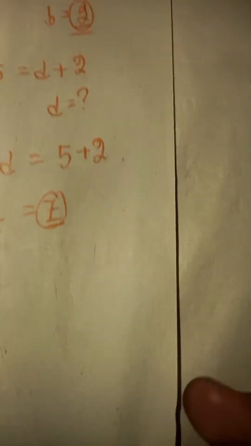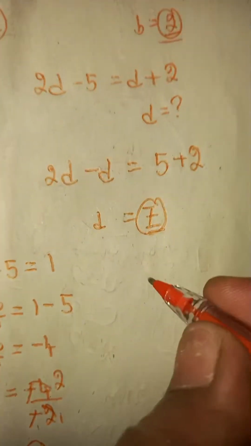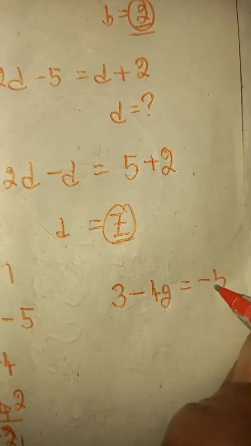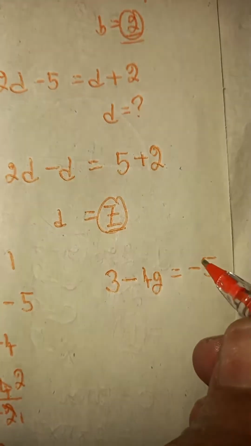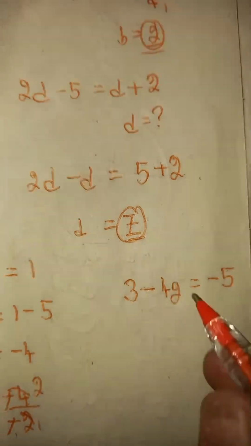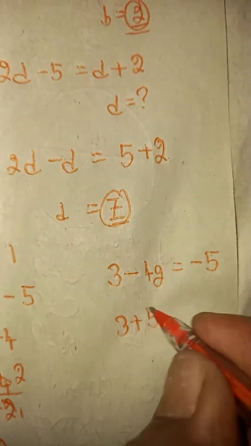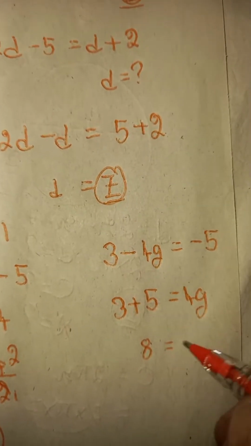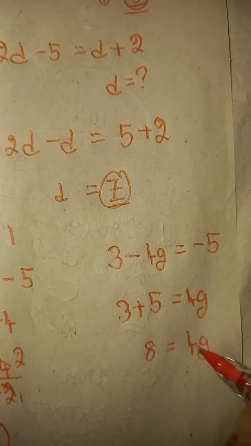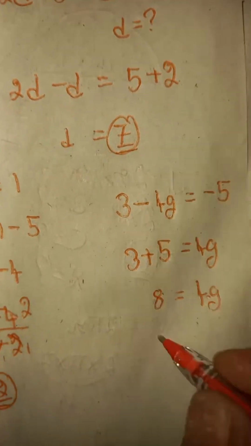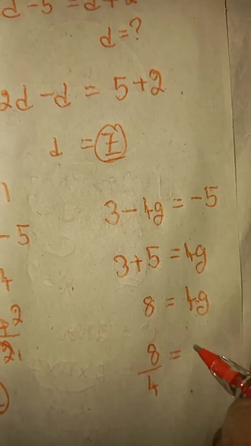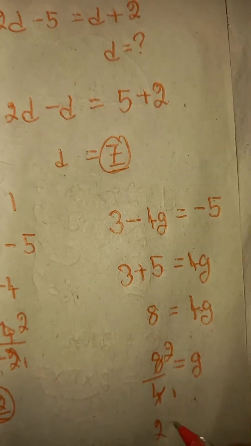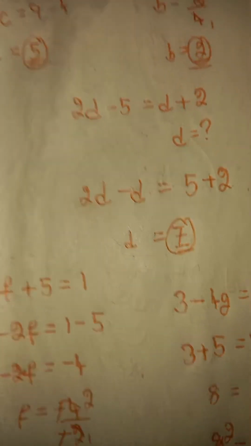Let's take the final problem, that is 3 minus 4g equal to minus 5. Now this 4g goes that side, becomes plus 4g, minus 5 comes here, becomes plus 5. 3 plus 5 equal to 4g. 3 plus 5 is 8. 8 is equal to 4 times g. 4 goes that side, it comes in the denominator. 8 by 4 equal to g. 4 1 times 4, 2 times 8. 2 is the value of g.